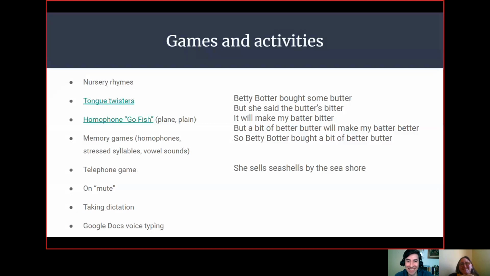That's difficult. It's very difficult. And then, you can work up towards saying them faster and faster. And it's just a fun activity.